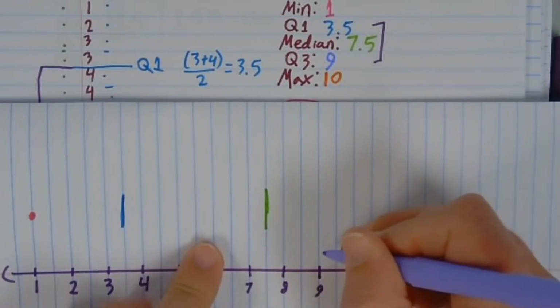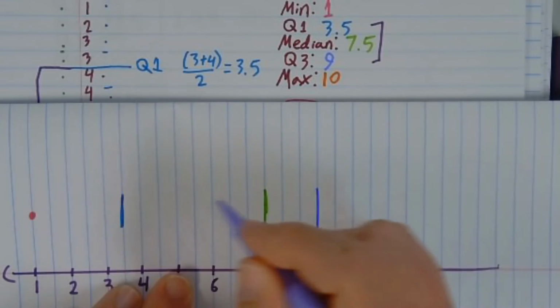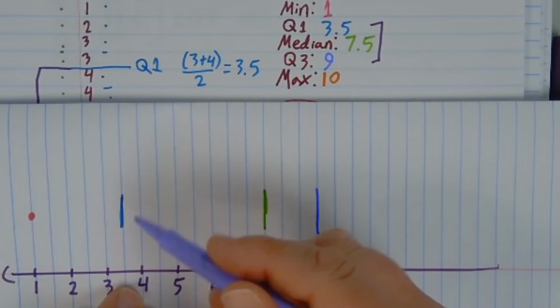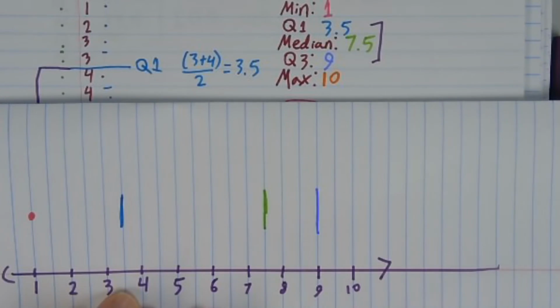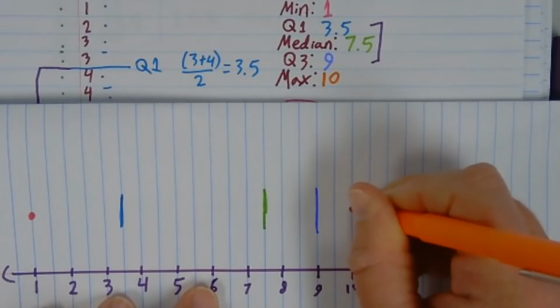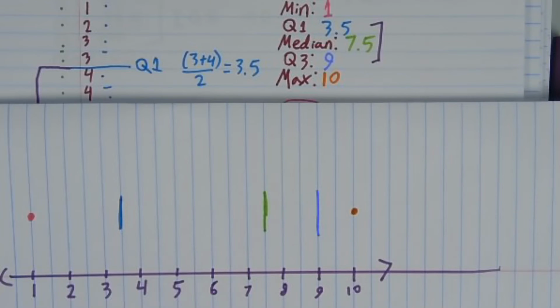Third quartile is at 9. So you can see that is much closer to my median than this. And this is starting to show me how my data are spread out. And then at 10, right next to it, is my maximum. So I've taken each of those data points and I've put them onto my graph. And then I can connect them to make my box and whisker plot.